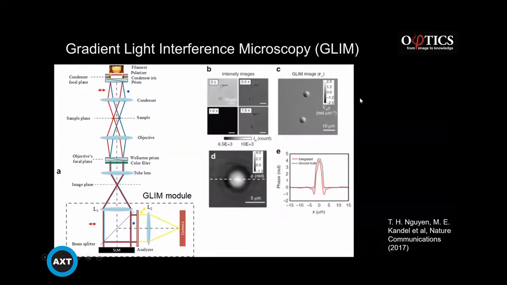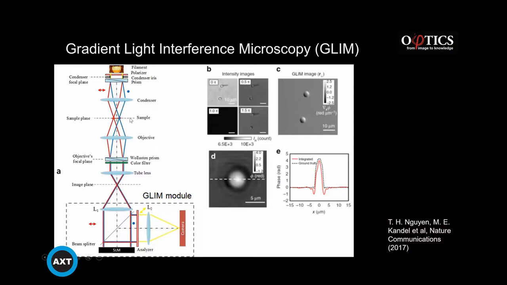Gradient light interference microscopy is the second technique that I wanted to talk about today. Just like SLIM, it also benefits from a two-beam geometry, in this case coming from the DIC microscope, differential interference contrast. In DIC, you have two identical power cross-polarized beams that are shifted by the condenser prism, the Wollaston prism, by a distance smaller than the diffraction spot.